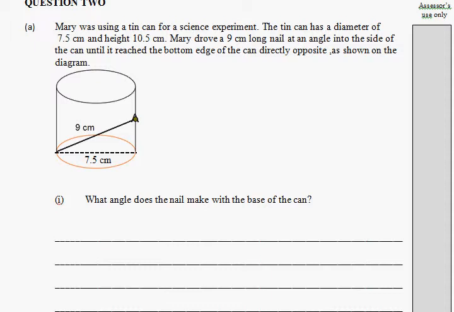Right, so question 2, part A. Tin can for science experiment. The tin can has a diameter of 7.5 and a height of 10.5. That might be useful, we better write that down. So that's the height of the can.